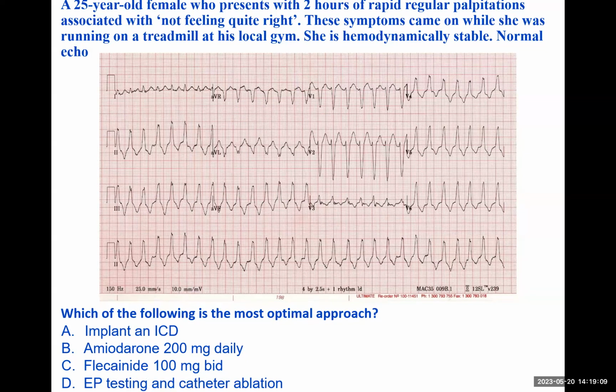Although EP testing and catheter ablation as a first line, this is the most optimal, and most of the patients, when they have this VTAC and they don't respond to antiarrhythmics or they don't want to be on antiarrhythmic medications, we go for EP testing and catheter ablation because of the high success rate.